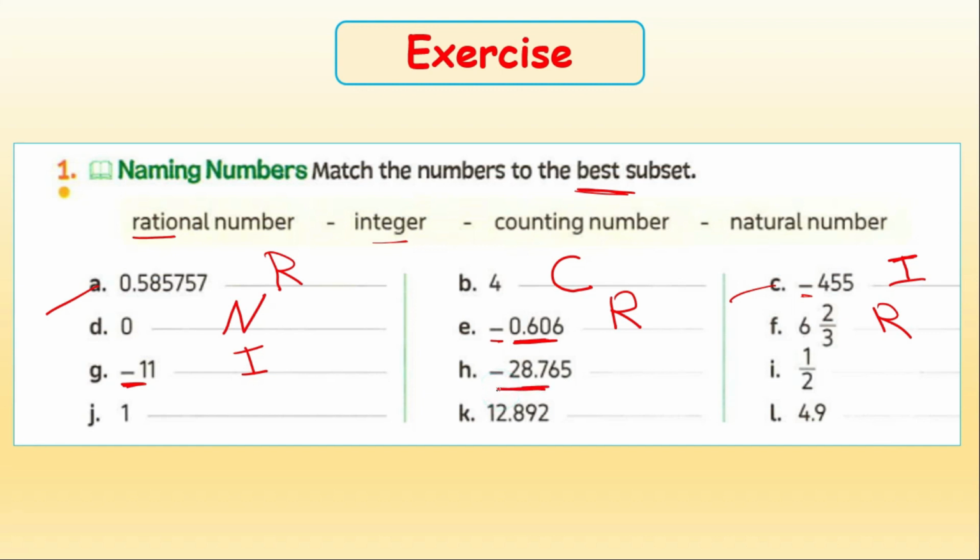هنا عندنا negative 28.765, it must be in rational because it's a decimal number. Half fraction rational، كل الفراكشنز والديسيمالز في الريشنال نمبر بس. Okay. 1 positive and whole must be in counting at the first. هنا في عندنا 12.892, it must be a rational. The last one 4.9 also rational number.